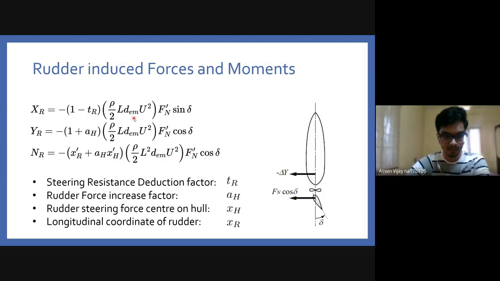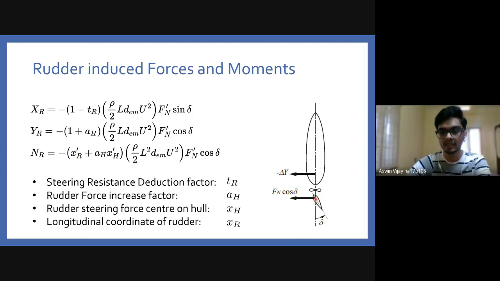In this, Fn is the rudder normal force and Fn cos delta is the y component. So Yr will be minus Fn cos delta. And there is an added term AH, the rudder force increase factor, and there is an NR. The NR is the turning moment, which is Fn cos delta times this length. This length is captured by XR, the longitudinal coordinate of the rudder. These should also be non-dimensionalized, so I'm dividing by L. That's why there's an X dash here. And XH is the steering force center of the hull.